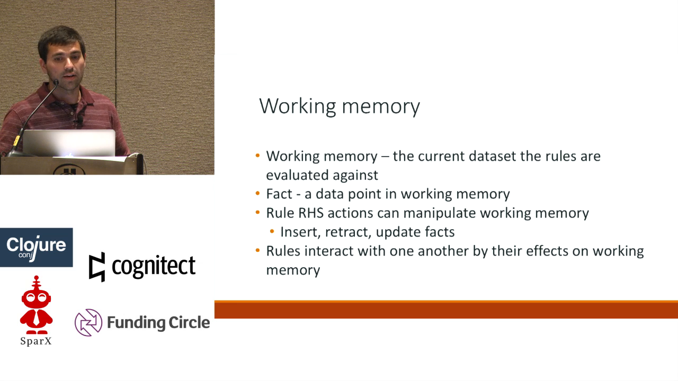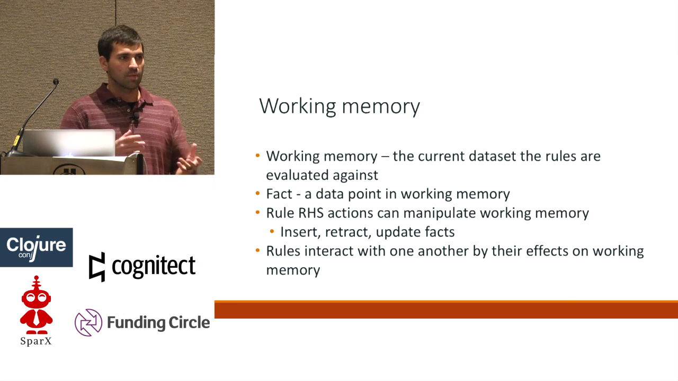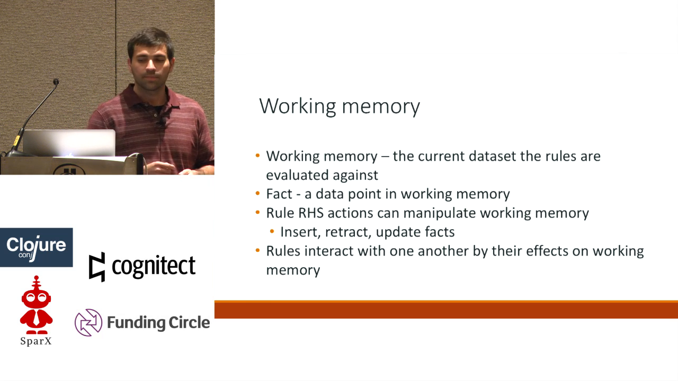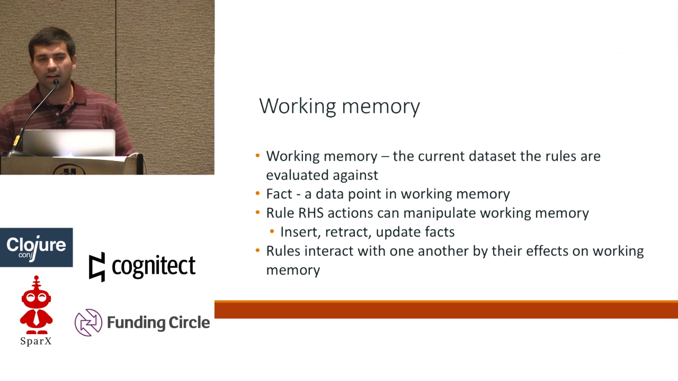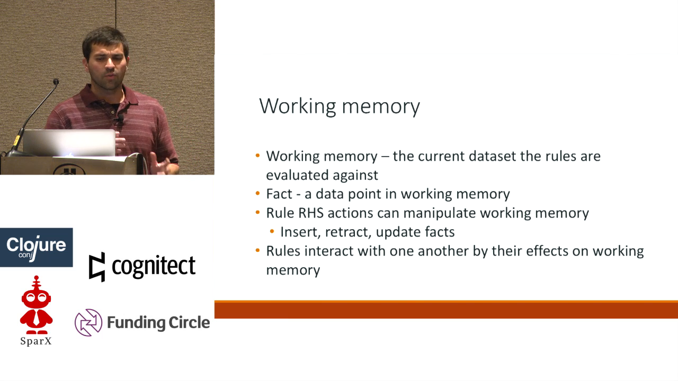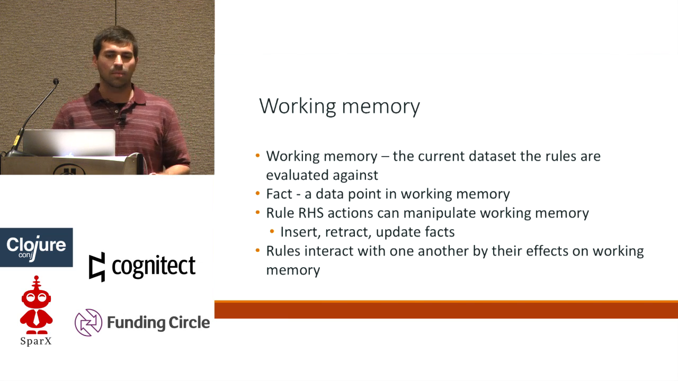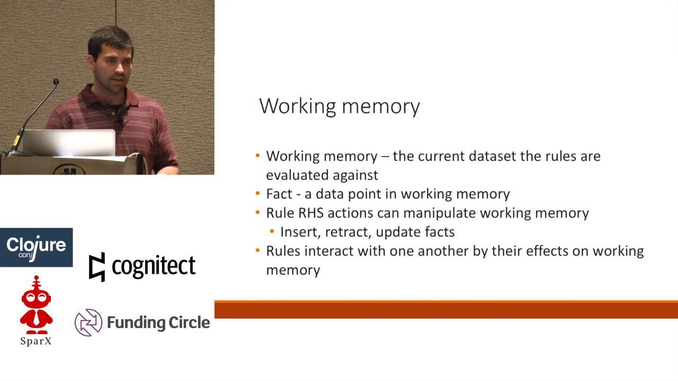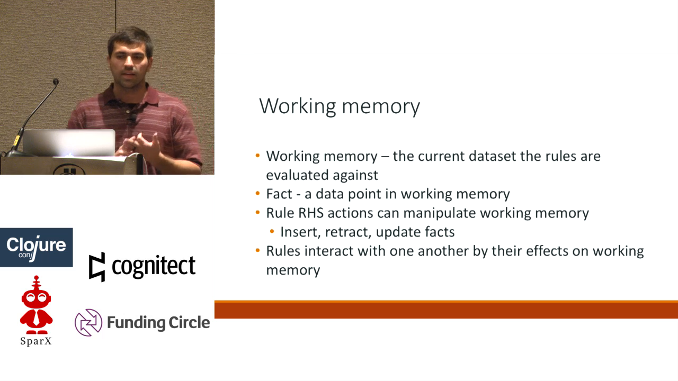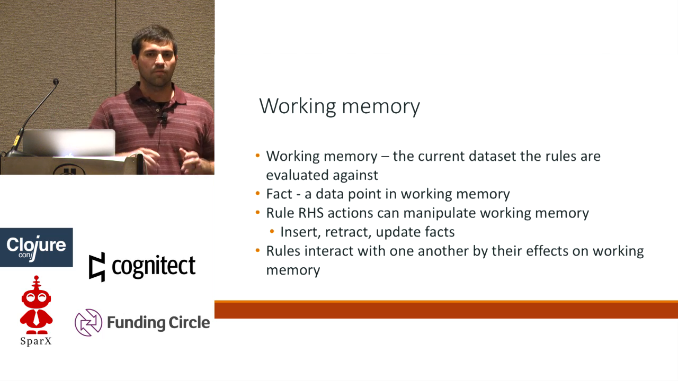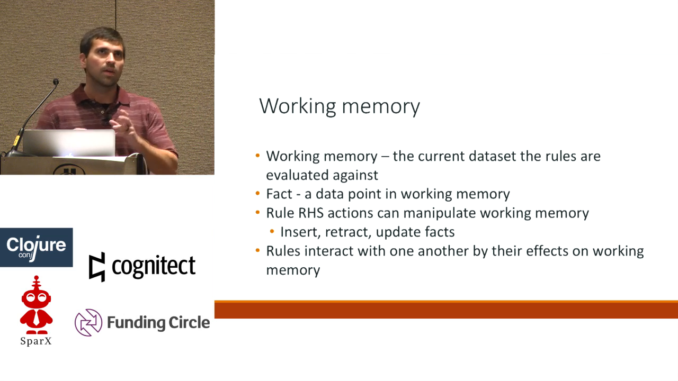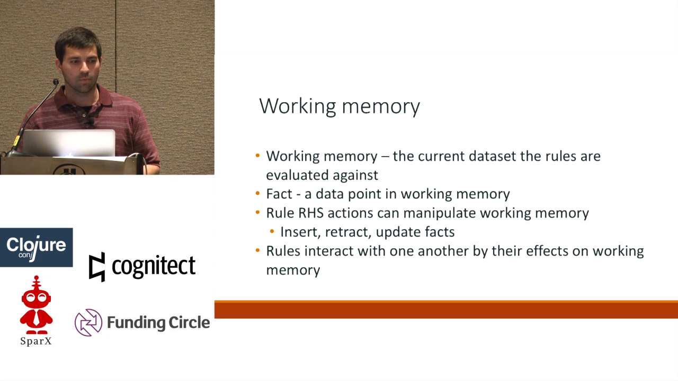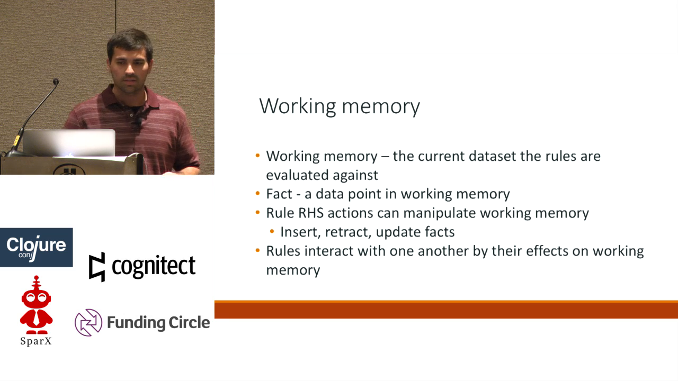Rules are evaluated against a data set, and this data set is stored in memory. We usually call it the working memory, and every data point within working memory is called a fact. The right-hand side actions of rules perform arbitrary side effects, but the most common and important one is that they can update the state of working memory. They can insert new facts, and they can retract and update existing facts. Since they can do that, they can influence the behavior of other rules, because the changes to working memory will influence whether other rules are true or false. So when you compose rules together, you can form more complex conditional logic.